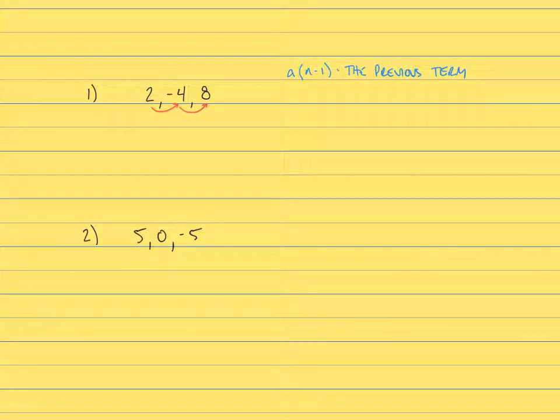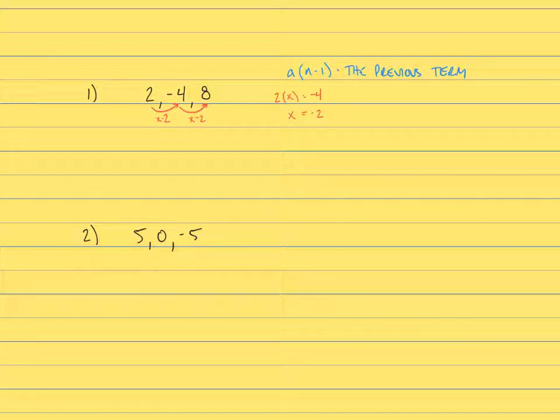So let's try a different type of sequence. Let's say maybe it's geometric. What could we multiply 2 by that would give us negative 4? If I divide both sides of this little equation that I've created by 2, I get negative 2. So let's try doing 2 times negative 2. 2 times negative 2 is negative 4. Now what if I do negative 4 times negative 2? I will get 8. All right, so it looks like we've figured out what the pattern is here.